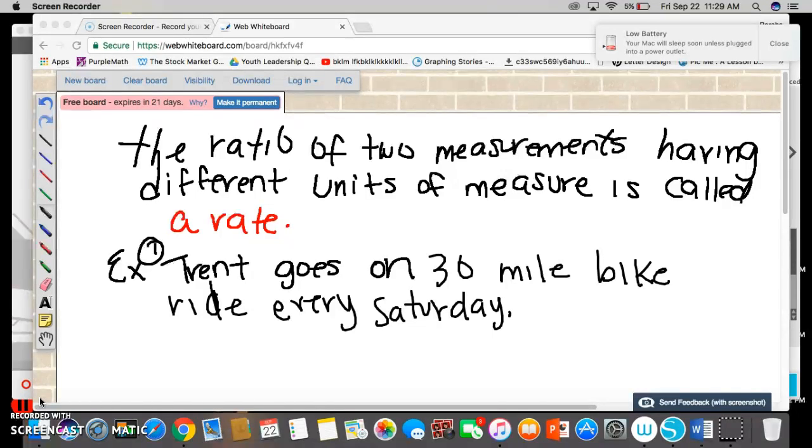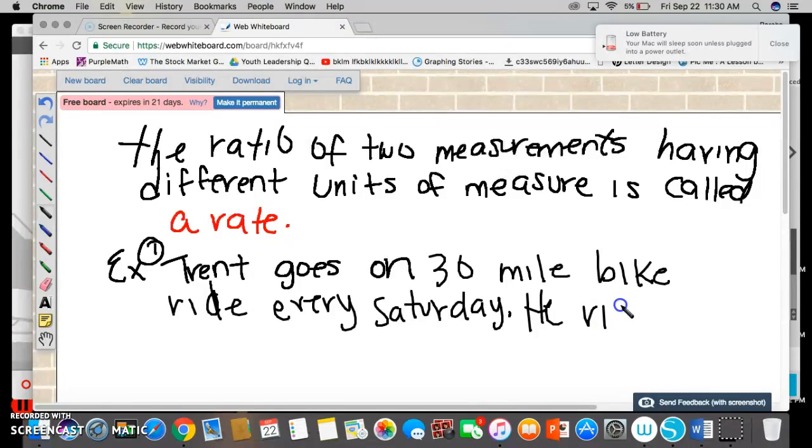So the definition of a rate is what I have here. The ratio of two measurements having different units of measure is called a rate. Let's jump right into our first example. Trent goes on a 30-mile bike ride every Saturday. He rides the distance in 4 hours. You can go ahead and start writing this example.